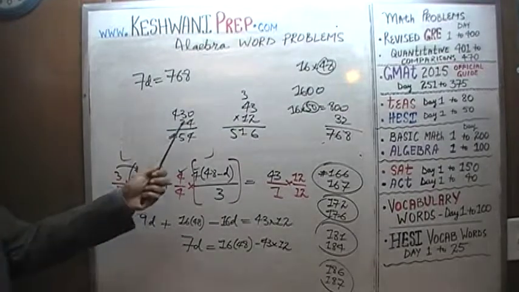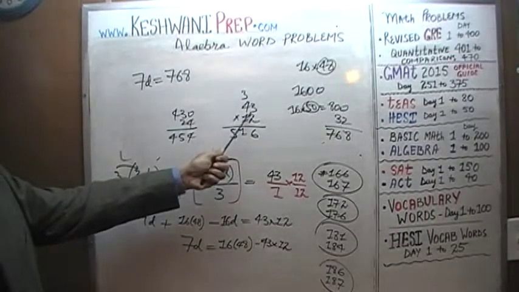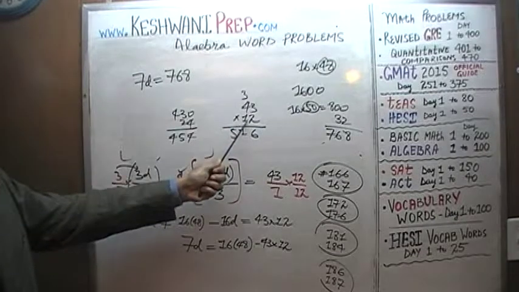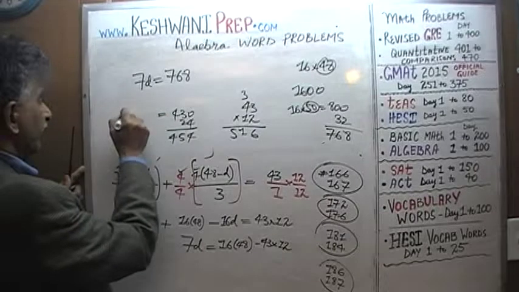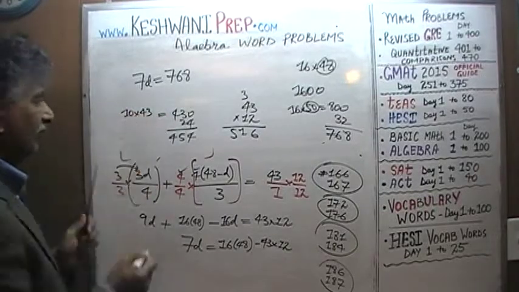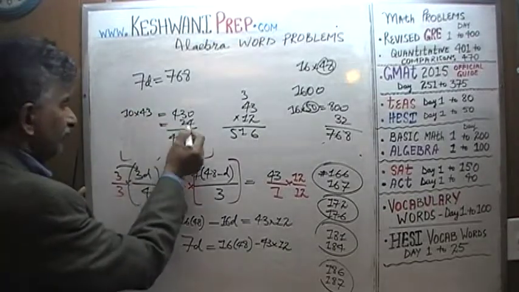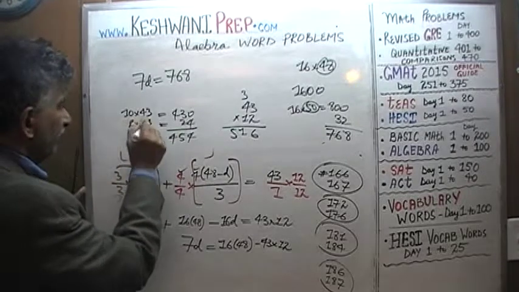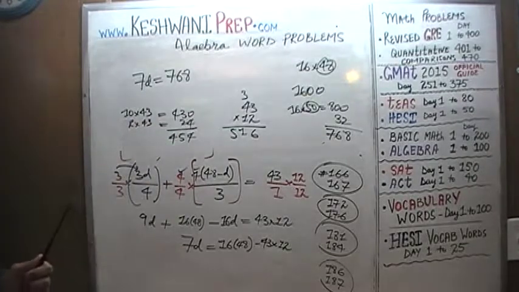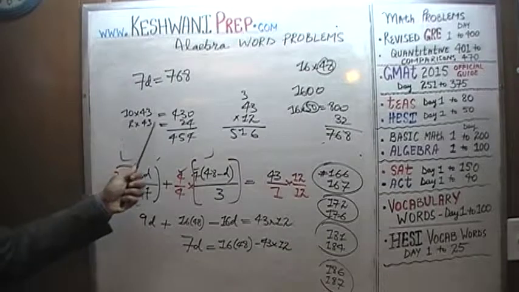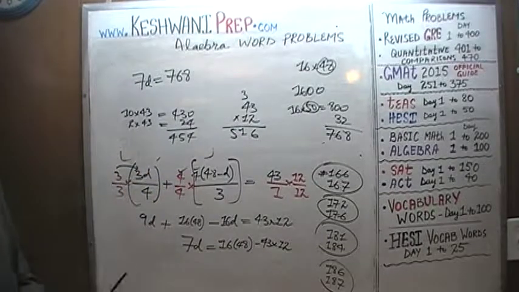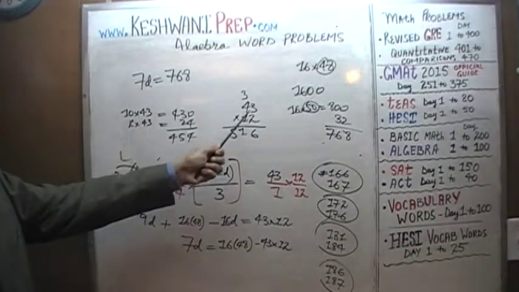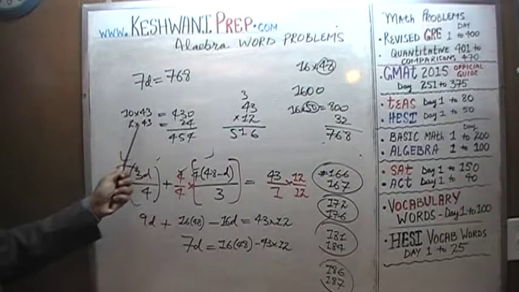What did I do wrong? My logic was 43. Ah, I know what I did. If you have 10 43s, this represents the 10 43s, and the 12 does not represent 2 43s. I made a mistake. I was too cocky, too careless. What we need is two more 43s, not two more 12s. I wasn't counting by 12s, I was counting by 43s. We need 12 43s. This is 10 43s. I need two more 43s.